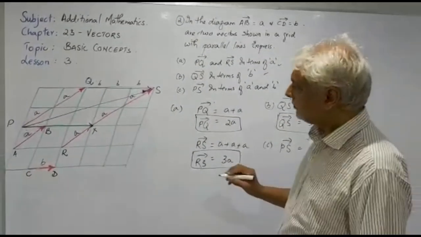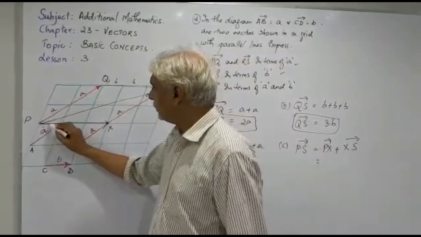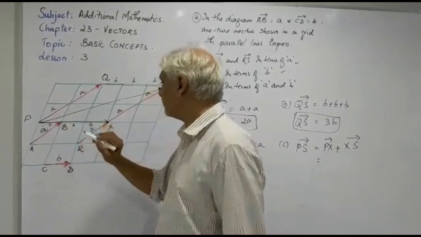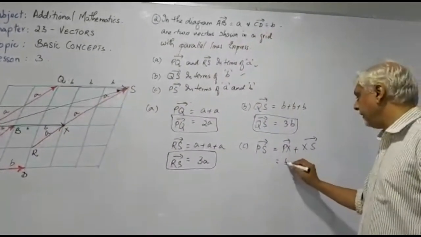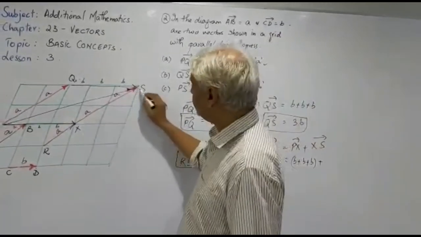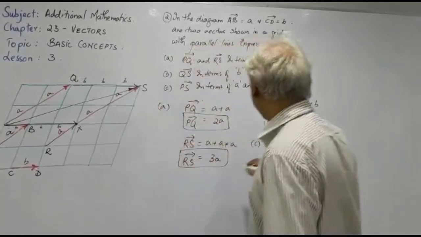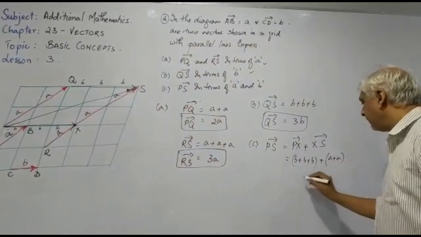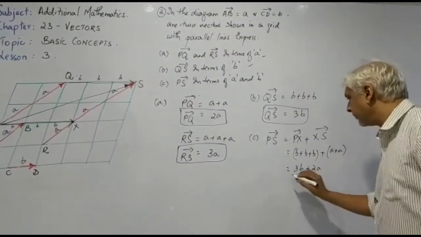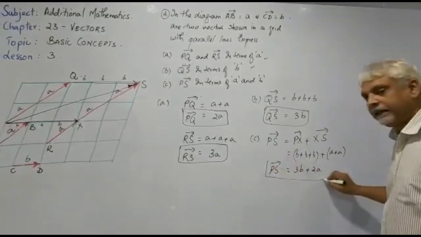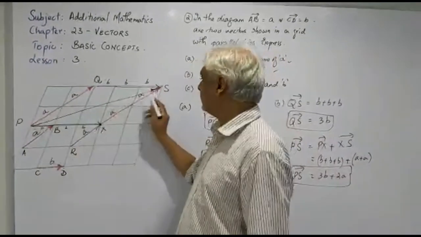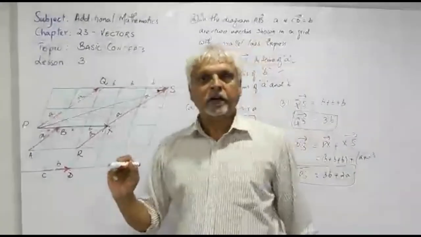So now, let's count. This is horizontal, so the vector PX is equal to B plus B plus B, plus vector XS, as you know, this is A and A, so we have A plus A. So B plus B plus B will give you 3B, A plus A will give you 2A. So our resultant vector PS is equals to 3B plus 2A. Okay, so PS is equals to 3B plus 2A. I hope it's clear to you all.